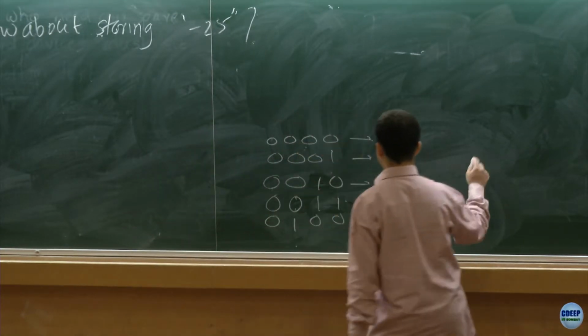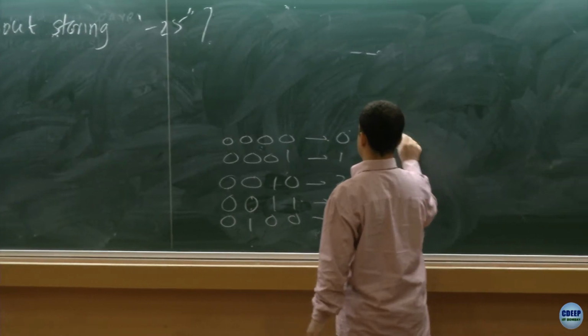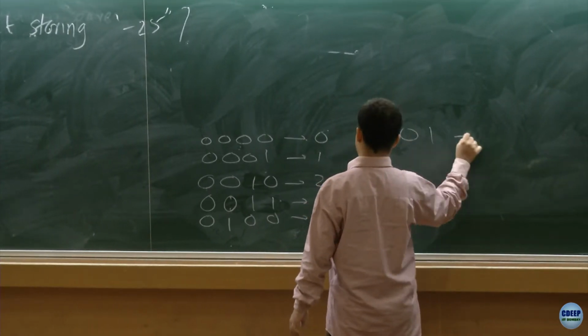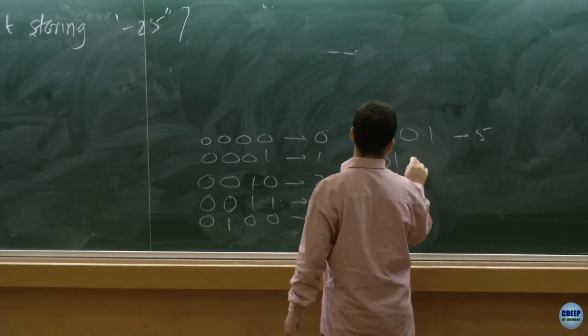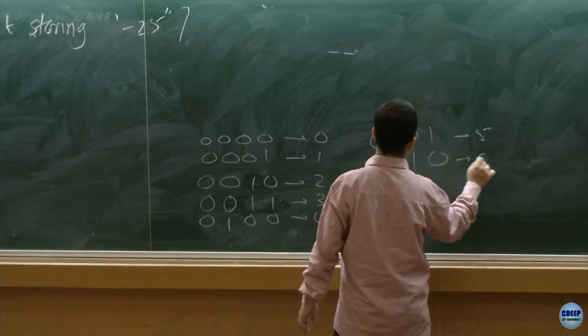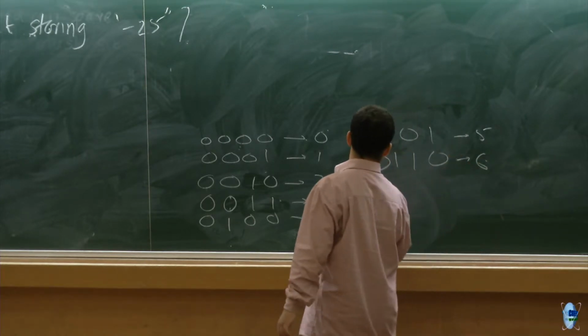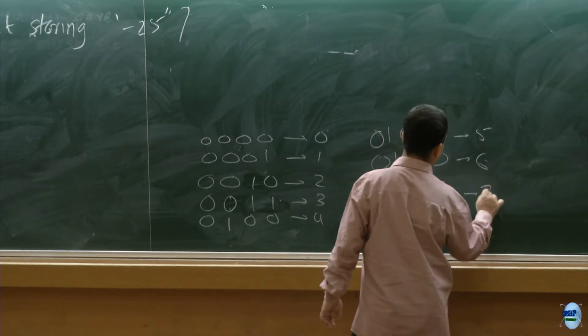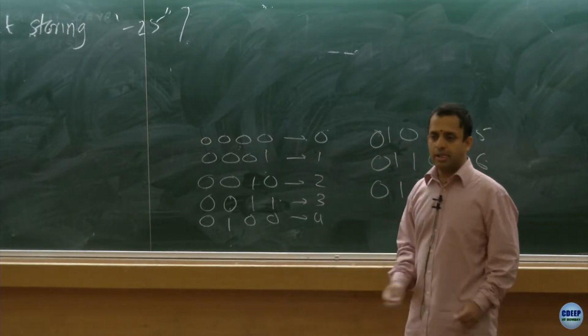I'll need more space here. 0 1 0 1 is 5. 0 1 1 0 is 6. 0 1 1 1 is 7. Okay, so this is fine.